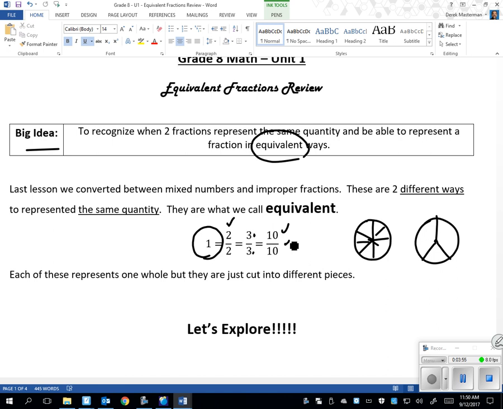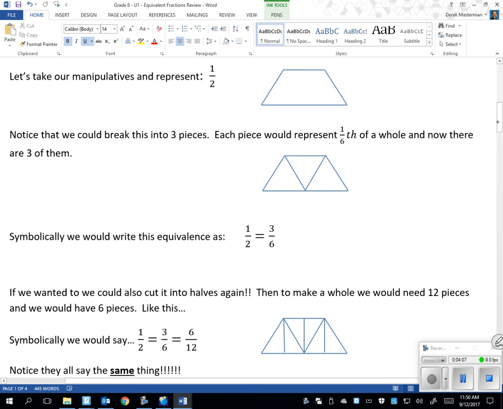I could have a loonie, I could have 100 pennies. It's the same amount, but it's different. It's the same but different. Wow, is that confusing? No. Okay, good. I'm glad. Okay, let's see if I can scroll down here.